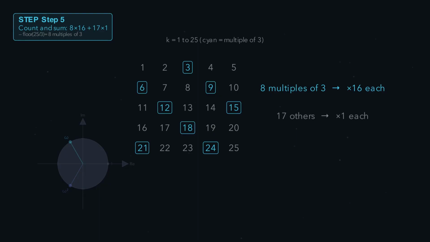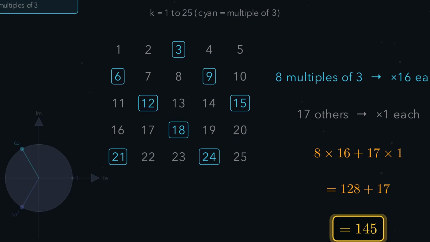Now we raise to the 4th power. 2 to the 4th is 16. -1 to the 4th is also 1. So each of the 25 terms is either 16 or 1. Nothing else. The final count.